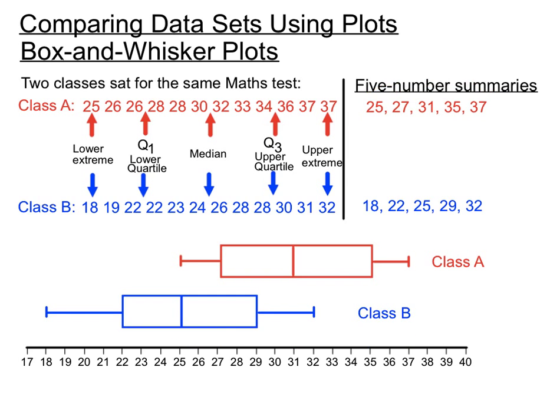Let's flick over. Okay, we've got Class B, and so we're trying to plot these numbers on. 18 lines up nicely. 22 is our Q1 for Class B. 25 is our median. 29 is our Q3, and 32 is our highest score. Okay, so that's how we plot the box and whiskers, and if we do it for 2 classes, we can then start making some big comparisons between the two.